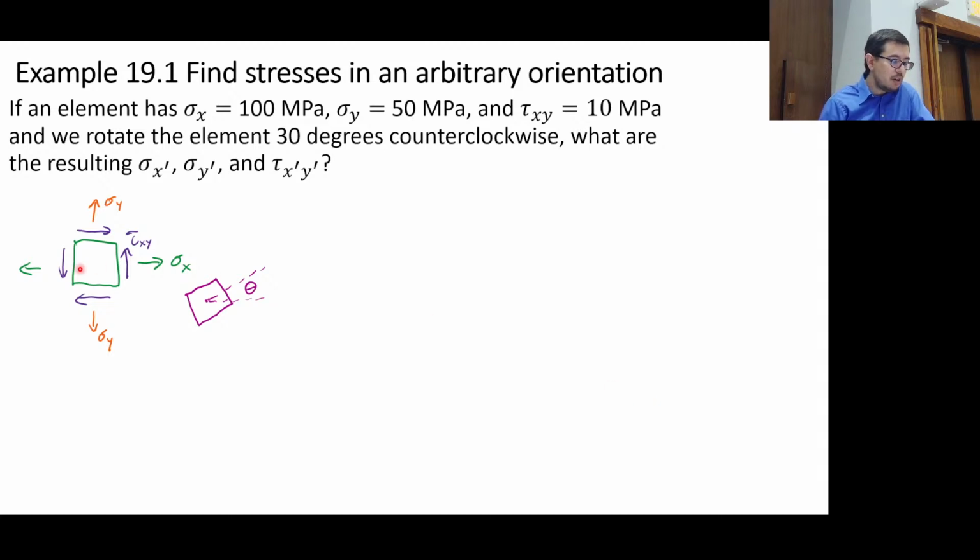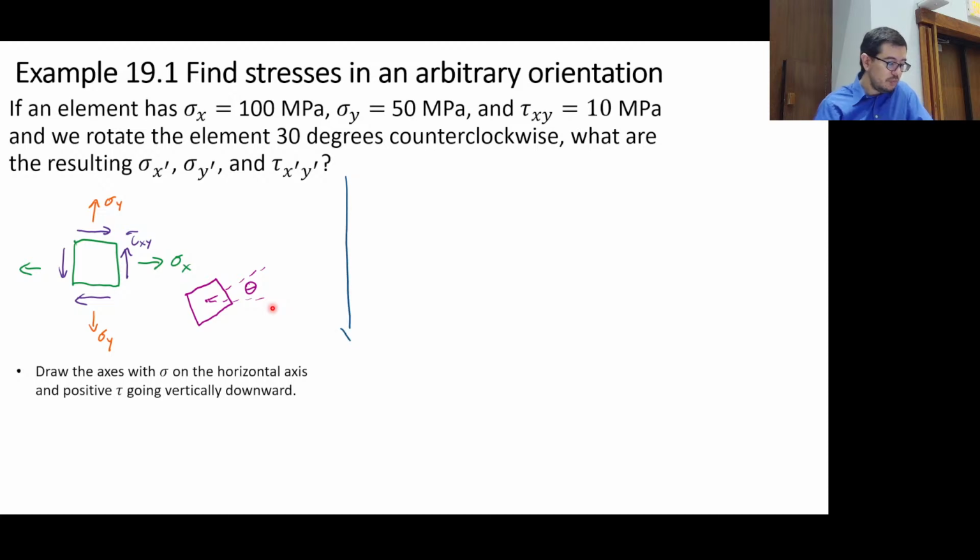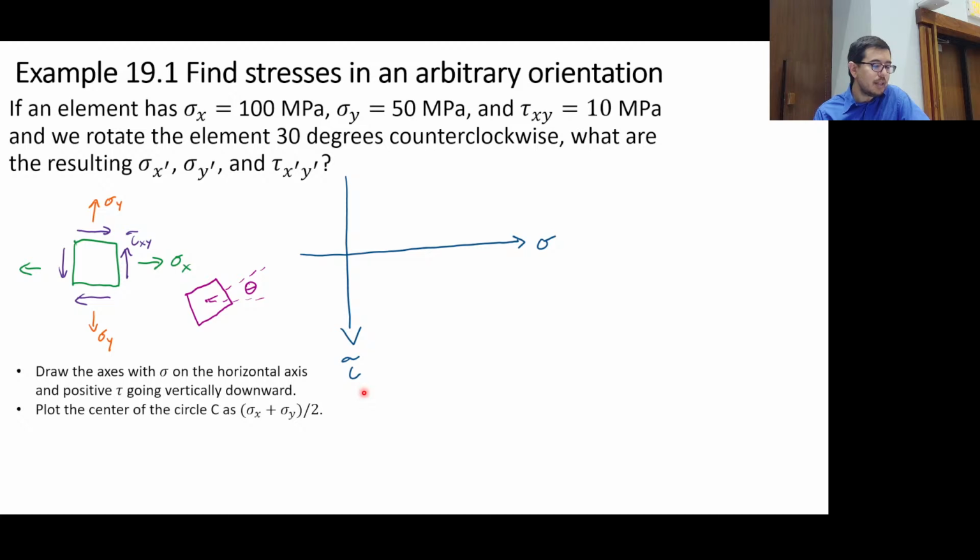Okay. So we start with an element that looks like an element, with our sigma x, sigma y, and tau xy. And then we're going to rotate this element, theta equals 30 degrees. So we're going to draw our sigma and our tau axes, like so, and make sure that tau goes downward to follow our convention. We're going to plot the center of the circle, which is just the average. So right there, sigma average, sigma x plus sigma y over 2.